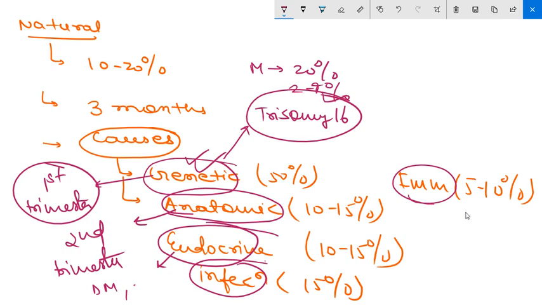So these are the 5 basic causes behind natural abortion. You have to remember trisomy 16 and all the 5 reasons for your theory examination. Clear? Now one more point, some other reasons are also there: maternal illness, anti-fetal antibody, or blood group incompatibility. So these are the other reasons.